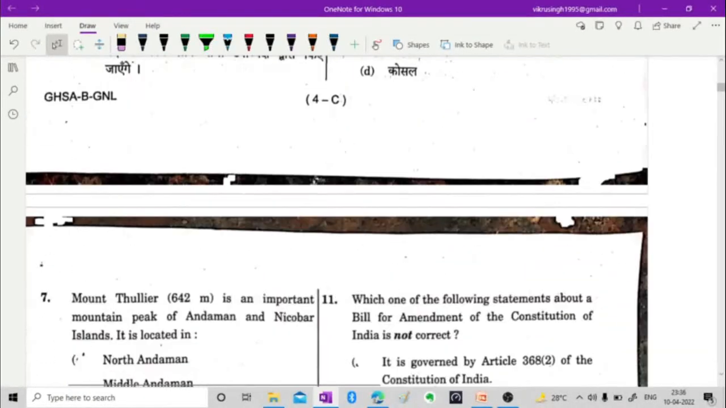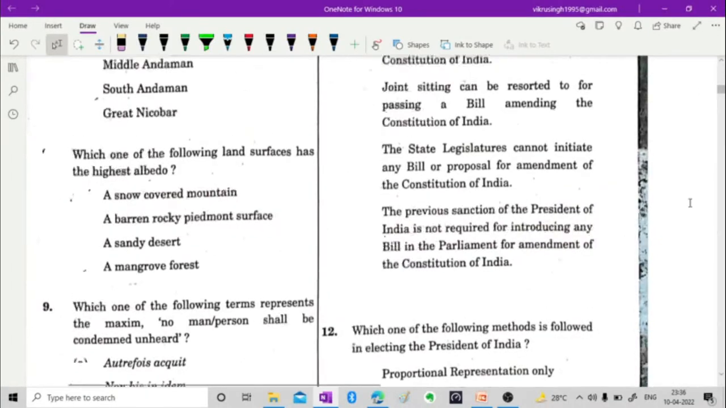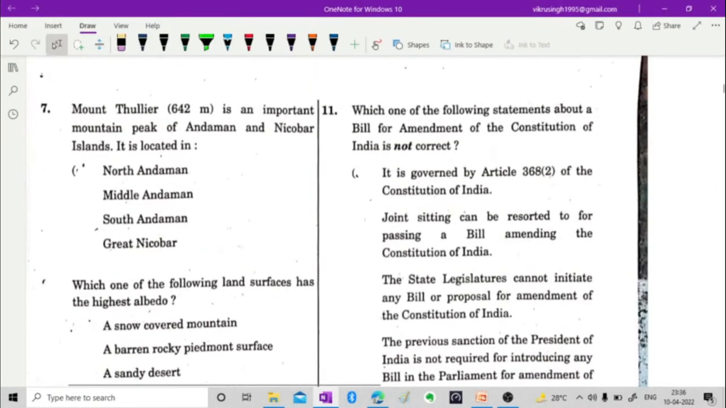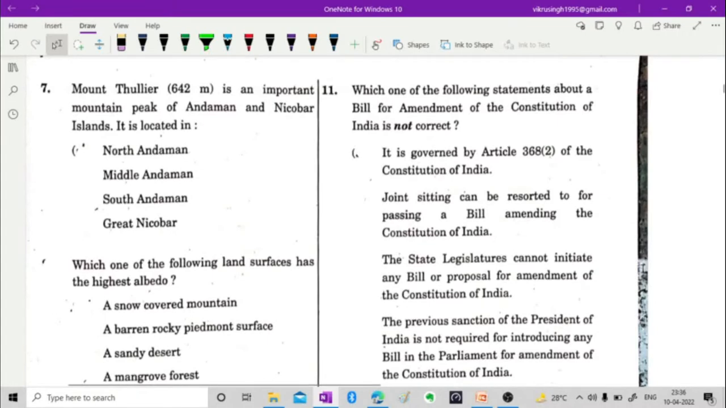Now proceeding on to question number 7. Question number 7 says Mount Harriet. Mount Harriet is an important mountain peak of Andaman and Nicobar. It is situated in the Middle Andaman. This is also geography ka part ho gaya. Mapping.